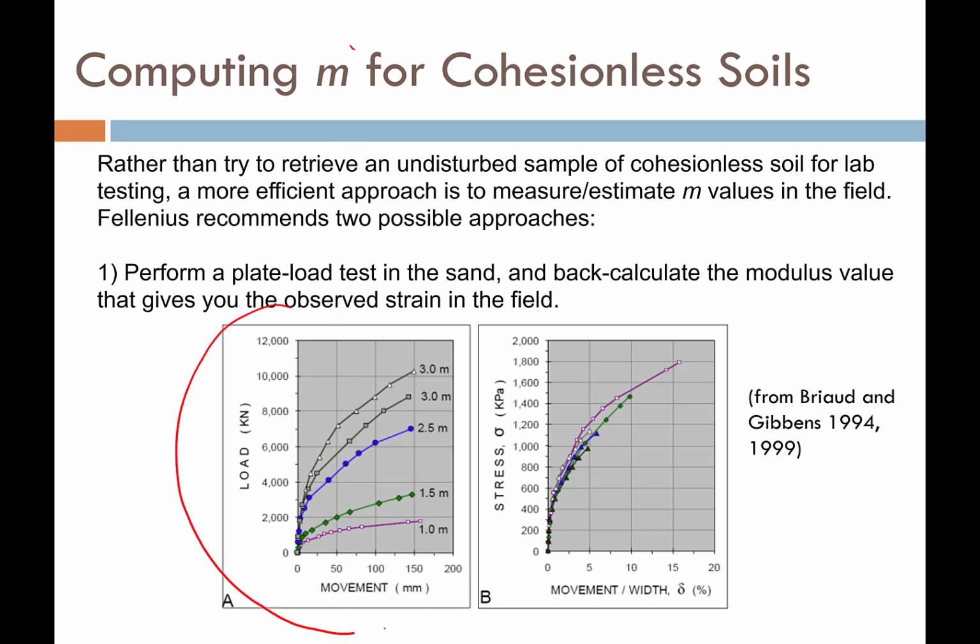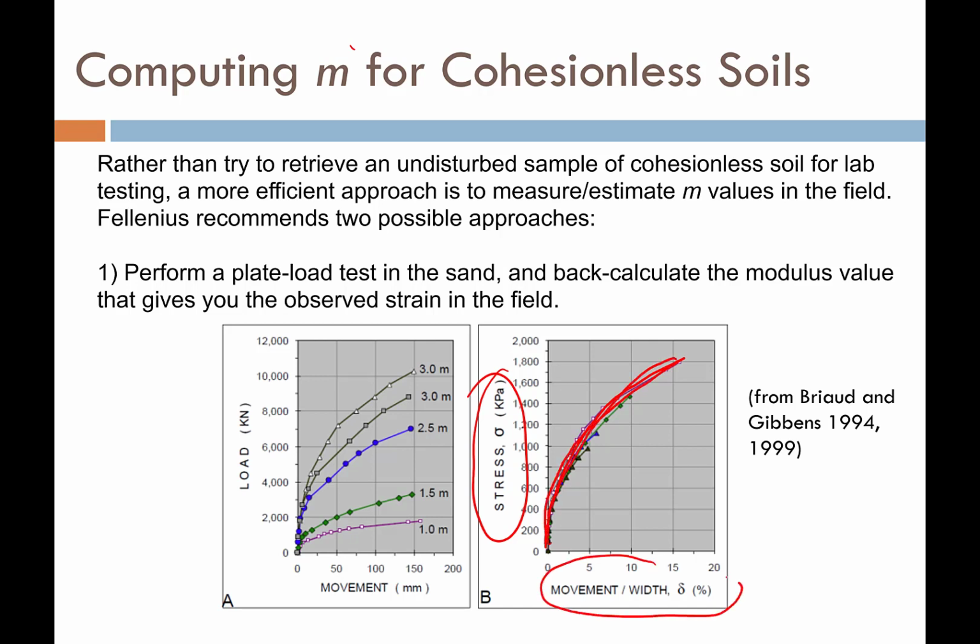And so you get these plots that look like this, where I have change in load on the y-axis and I have the resulting movement of the plate on the x-axis. And for different diameters of plates, you can see that I can get different curves. If I normalize the load to the area of the plate, then I get stress. So all of those curves then fall right on top of one another, basically. So if I plot stress versus movement normalized to the width, or the strain, then I can develop the M from this curve.